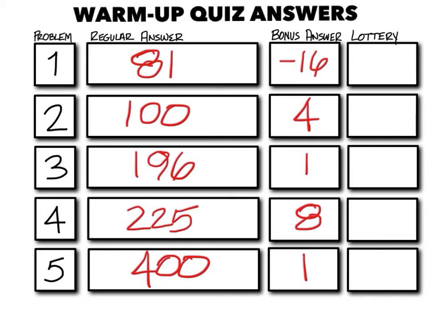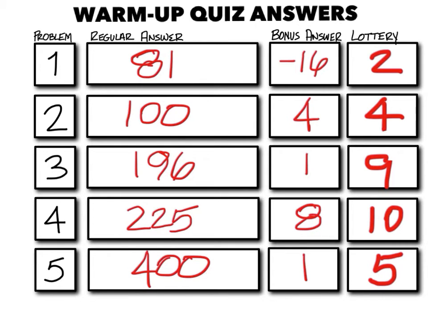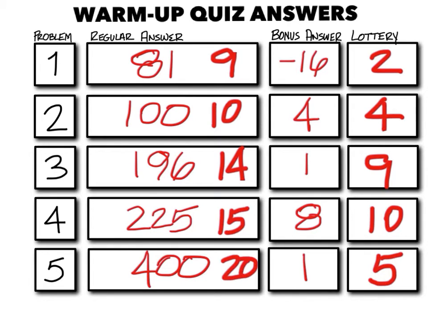Answers for the regular questions are 81, 100, 196, 225, 400. The bonus is -16, 4, 1, 8, and 1. Your lottery numbers are 2, 4, 9, 10, and 5. So that would be 9, 10, 14, 15, and 20.